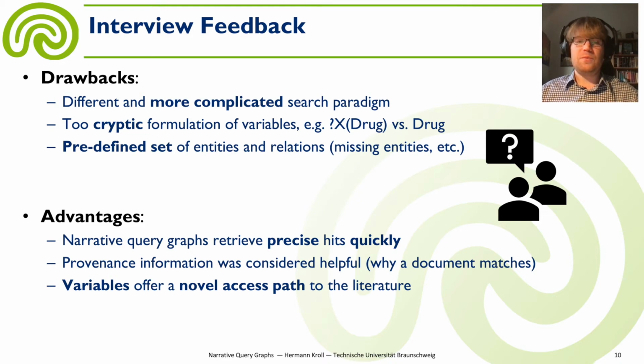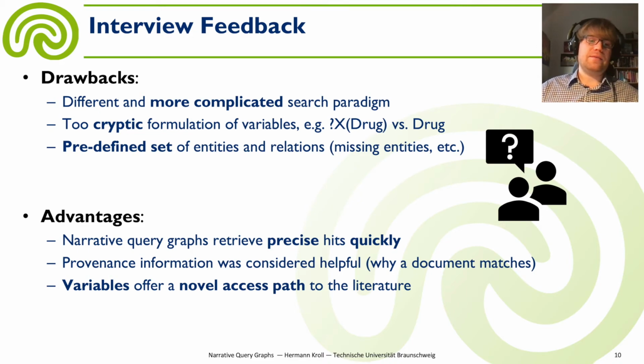You have to think about the precise entity and something like that. In addition, the formulation of variables was too cryptic for users. So we had this notation with the leading question mark and then the X, and in brackets you could specify the entity type, and this was too difficult for our users, and they preferred something like just writing drug. In addition, users are restricted to a predefined set of entities and relations. So, for example, we did not have a vocabulary for pharmaceutical methods, and so they cannot search for these methods. And this is something which you have to handle in an application.